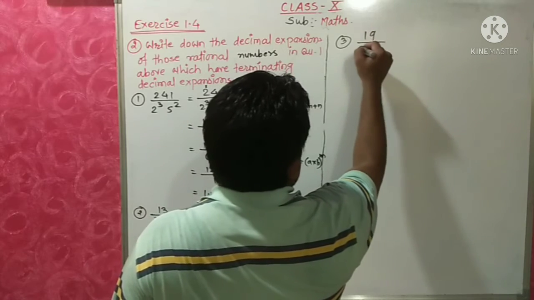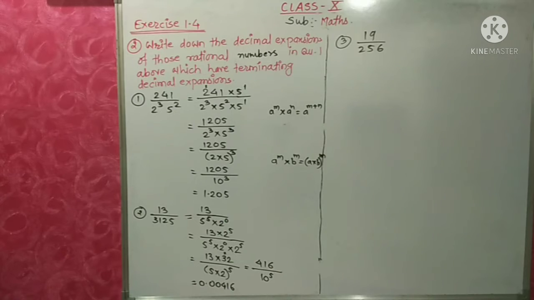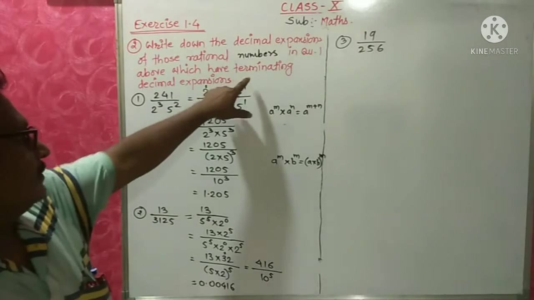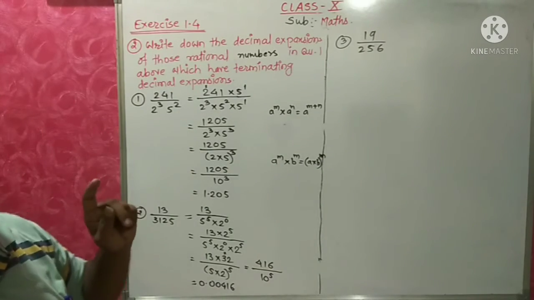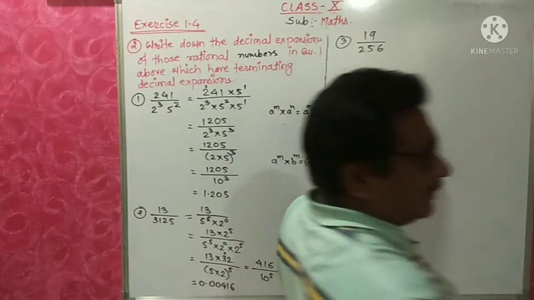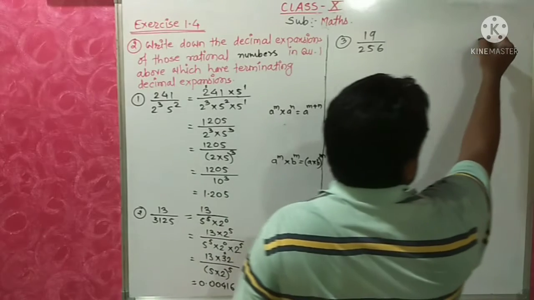19 by 256. This example. So this also converts into which? Decimal expansion. Terminating decimal expansion. So how to convert? First, the denominator factors we have to write.